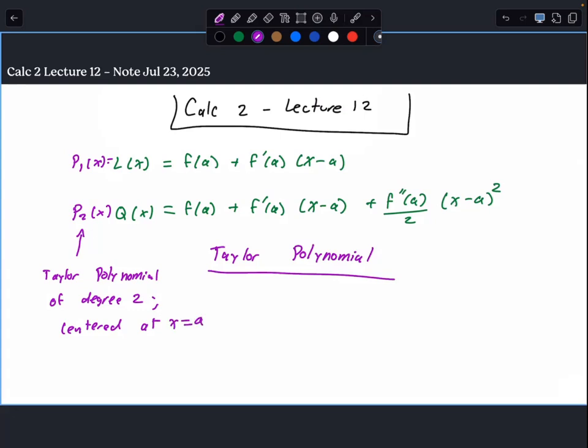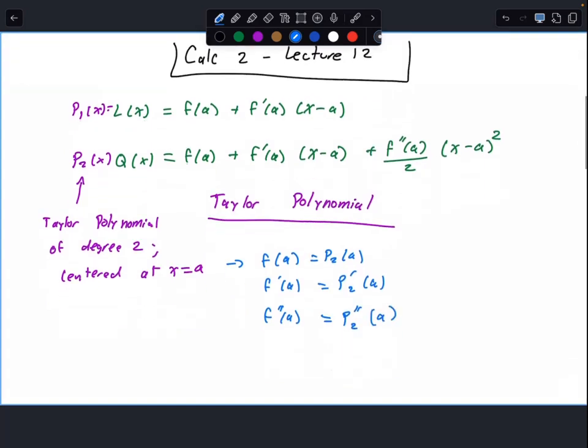And of course, we learned that centering at x equals a means that f of a is equal to P2 of a, f prime of a equals P2 prime of a, and f double prime of a equals P2 double prime of a, that they share all those. And if we go to degree 3, they would share the same third derivative at a, degree 4, the same fourth derivative at that point.